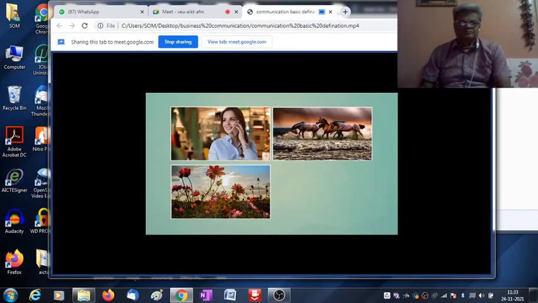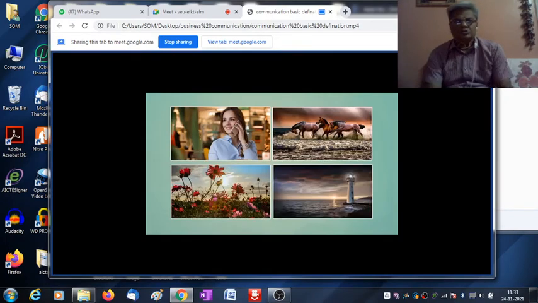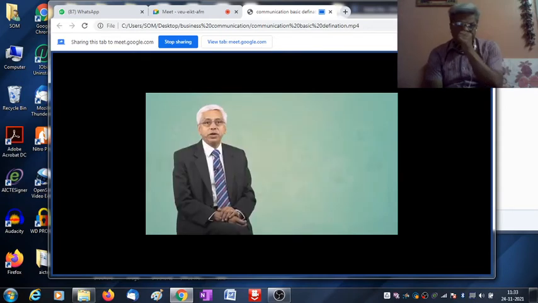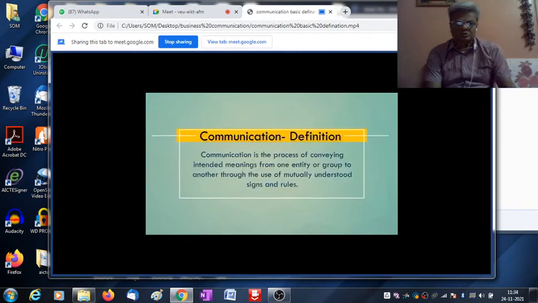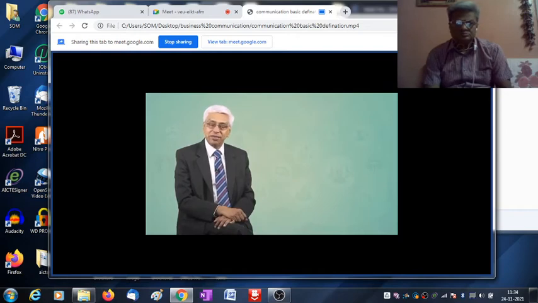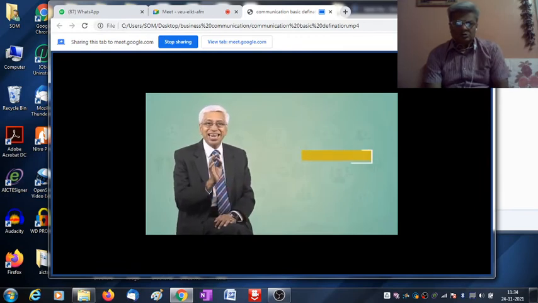Humans, animals, and plants, and sometimes even inanimate objects, exhibit different levels of communication or signaling capability. Let's look at a simple definition of the term. Communication is the process of conveying intended meaning from one entity or group to another through the use of mutually understood signs and rules. In this definition, there are a few important and noteworthy insights. Consider the phrase intended meanings.